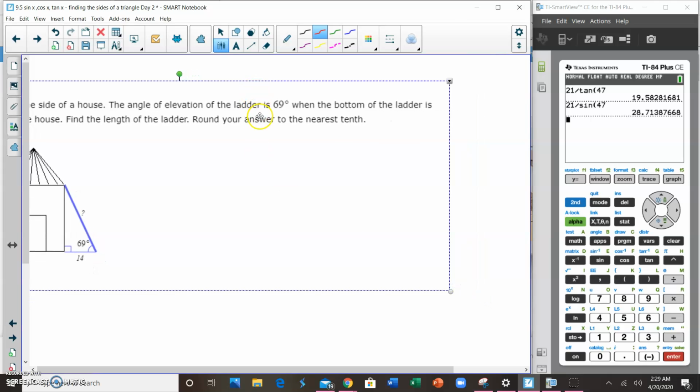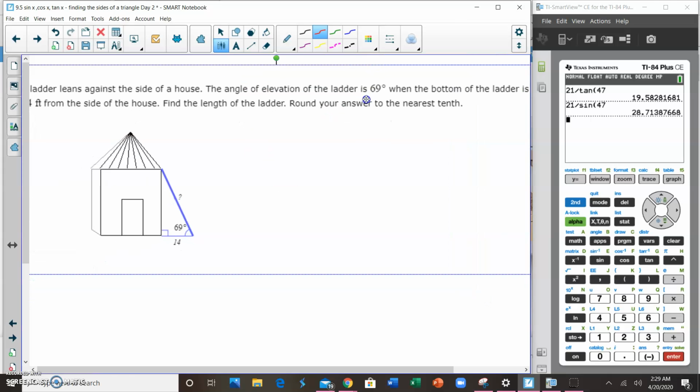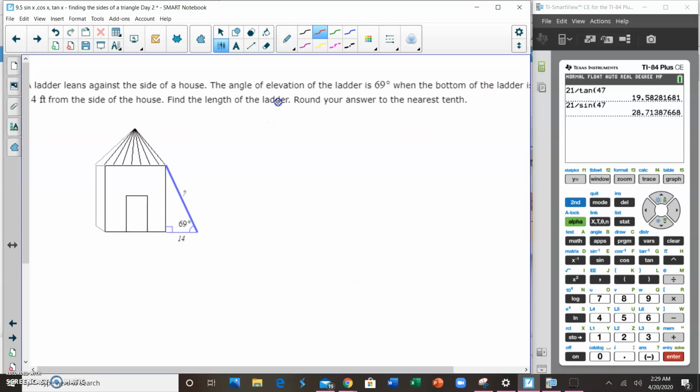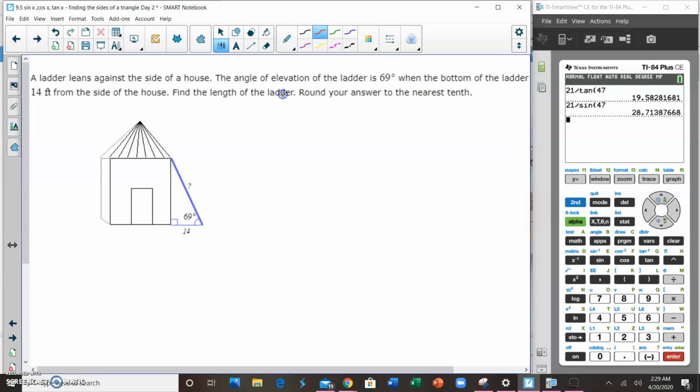Okay. When the bottom of the ladder is 14 feet from the side of the house, find the length of the ladder. All right, so we know that this is 69 degrees. We know that this is 14, and that we're trying to find the length of this ladder. So what is this comparison to 69 degrees? Well, this is the adjacent, because it's right next to the 69 degrees, and this is the hypotenuse.